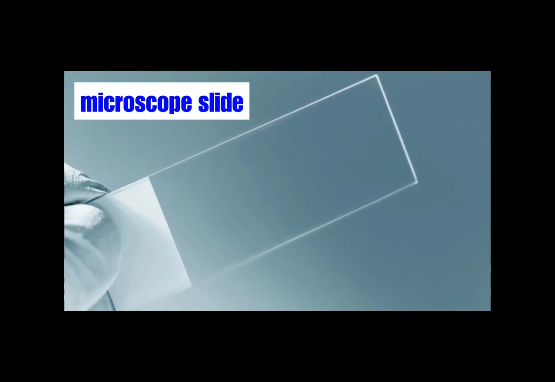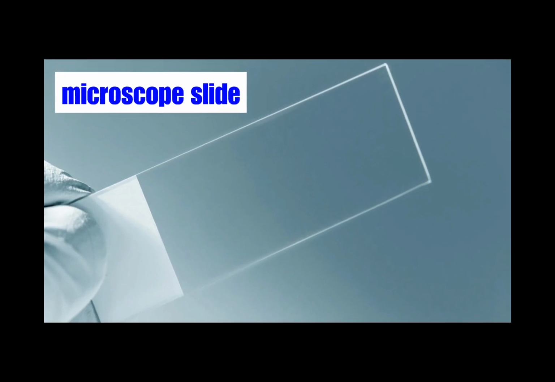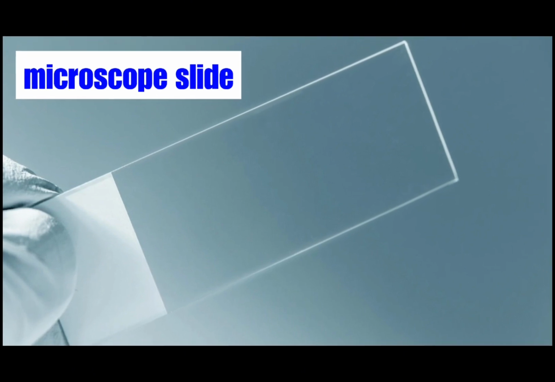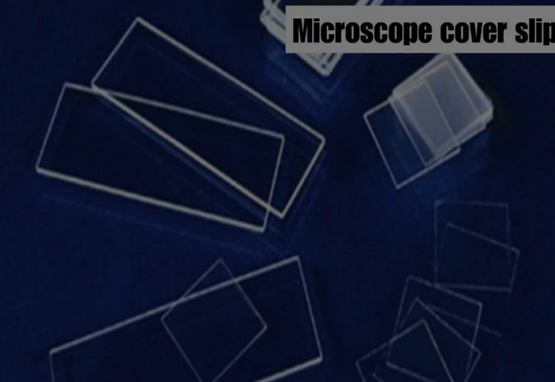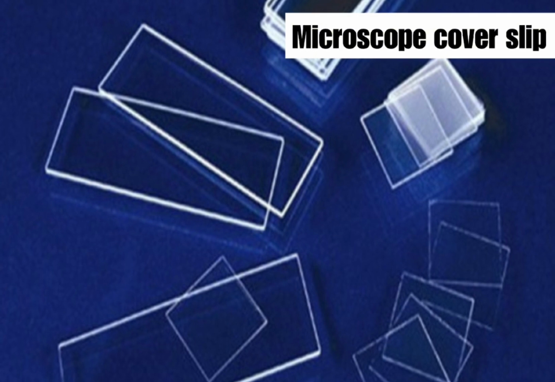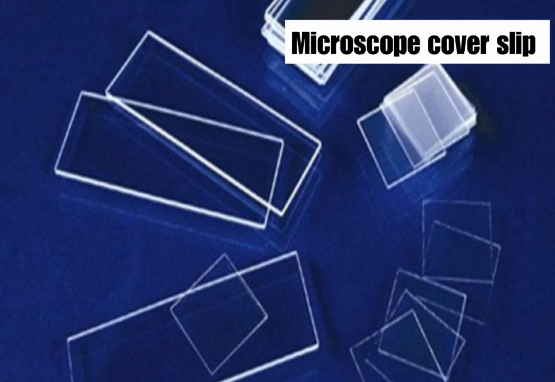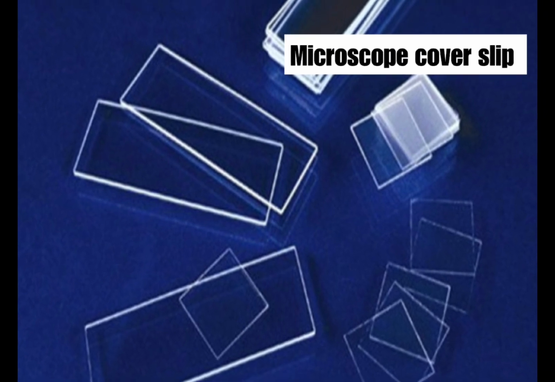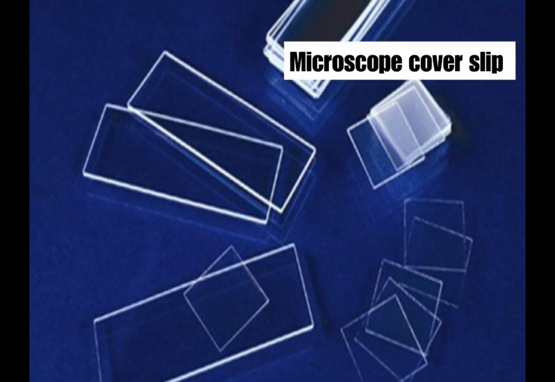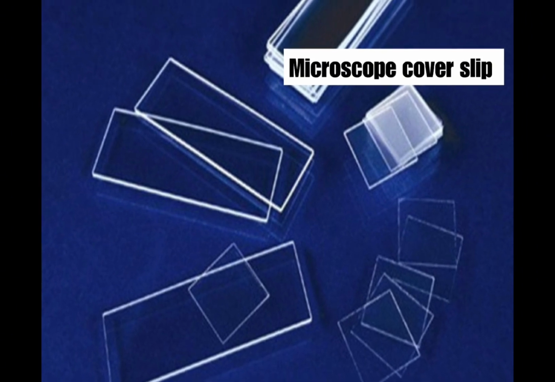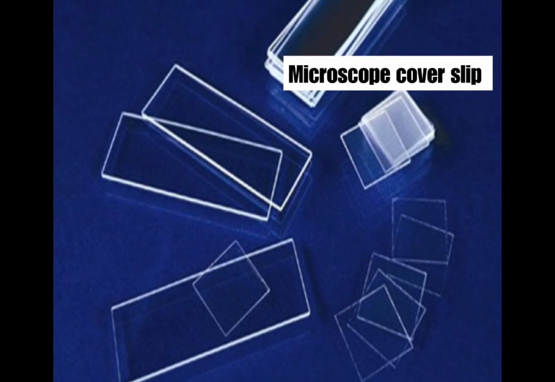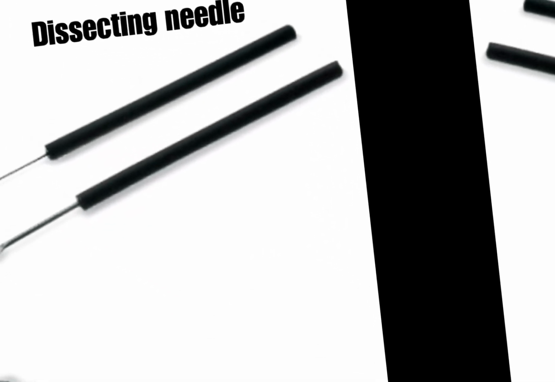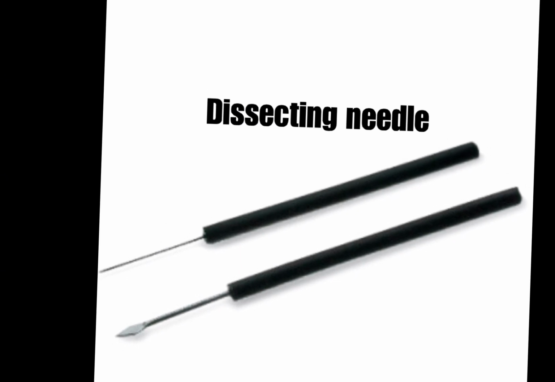A microscopic slide is used to hold objects for examination under a microscope. The third equipment that we are going to look at is microscopic cover slips. It keeps your specimen and samples safe whilst you work by stopping any external interference from dust or other contaminants. The fourth equipment that we are going to look at is the dissecting needle.